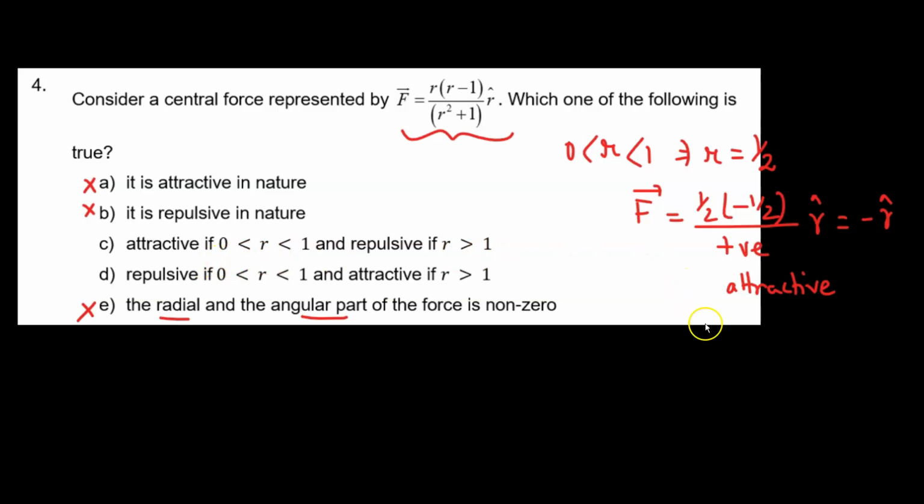Now if we take an r value greater than 1, let's say r equals 2, and substitute the value of r, we'll see that our force is going to be some positive value times r cap, which means it is repulsive in nature. So option C is going to be correct here. Let's move on to the next part.